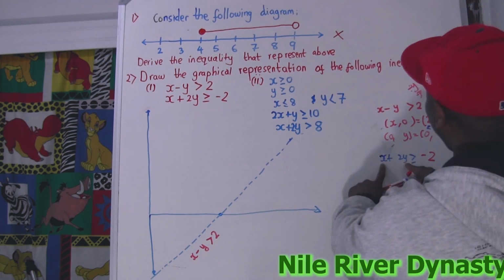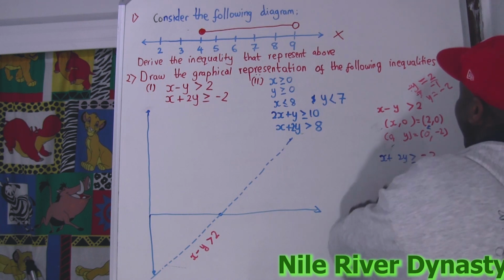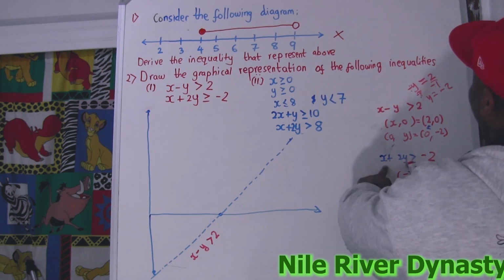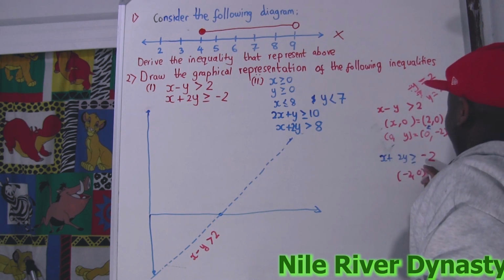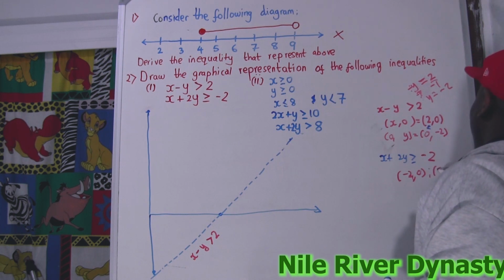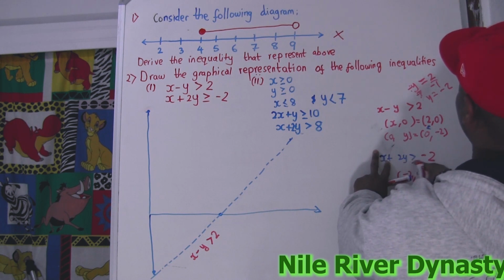When x-intercept, y equals 0, so it's going to be (x, 0). So x equals negative 2, because the y term is 0. Now we go for the y-intercept, x equals 0. Now we want to get the value of y. So 2y equals negative 2, divided by 2, divided by 2, negative 1.